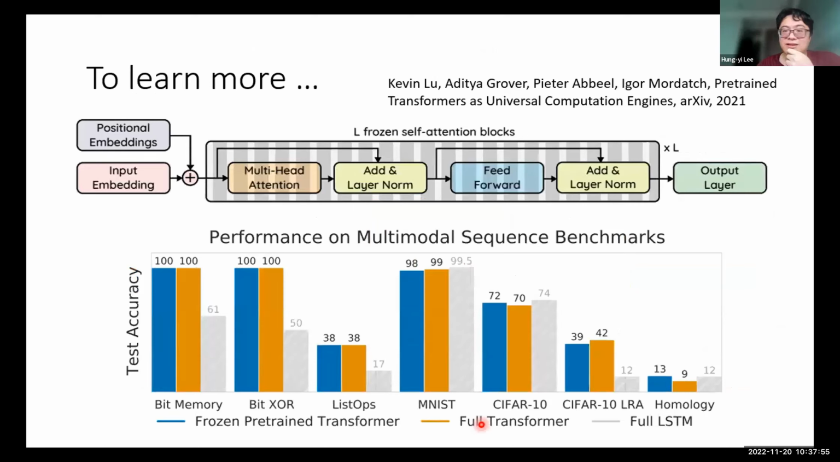And we are not alone. Another group, from Berkeley, also has a very similar finding. They also find that a model pre-trained on human language can be used on other tasks. They even use the model pre-trained on human language on image classification. And they show that even though the model is pre-trained on human language, it has some reasonable performance on image classification. And they have a very fancy name in their title. They call this kind of pre-trained model universal computation engines.